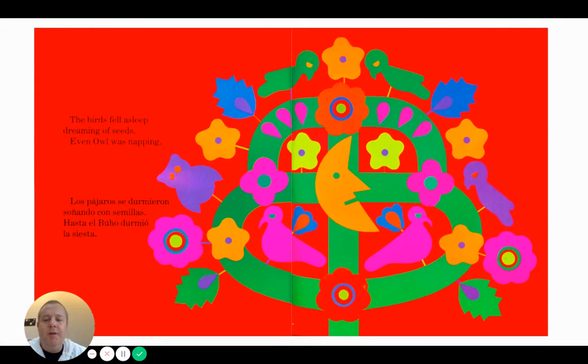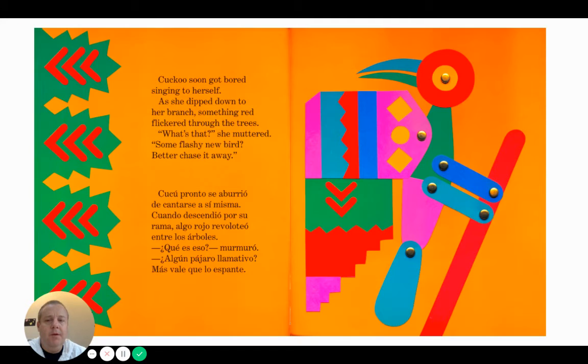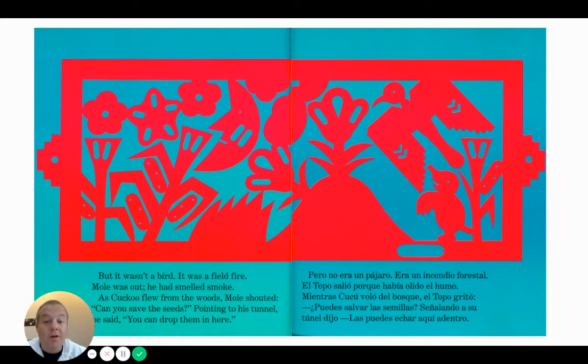The birds fell asleep, dreaming of seeds. Even Owl was napping. Cuckoo soon got bored singing to herself. As she dipped down to her branch, something red flickered through the trees. "What's that?" she muttered. "Some flashy new bird? Better chase it away." She wants to be the prettiest one in the forest. But it wasn't a bird. It was a field fire, and Mole was out. He had smelled smoke. As Cuckoo flew from the woods, Mole shouted, "Can you save the seeds?" pointing to his tunnel. He said, "You can drop them in here."